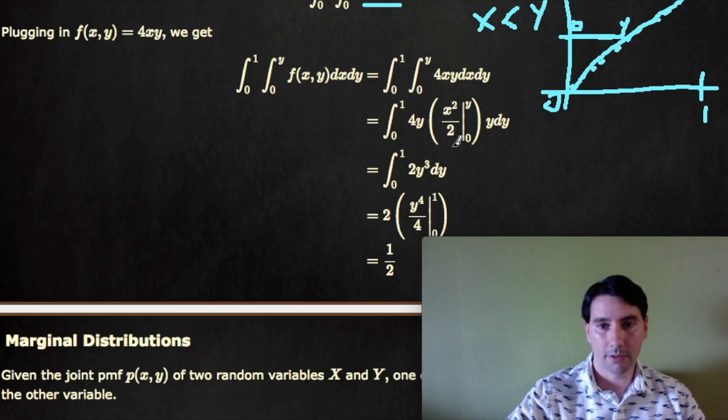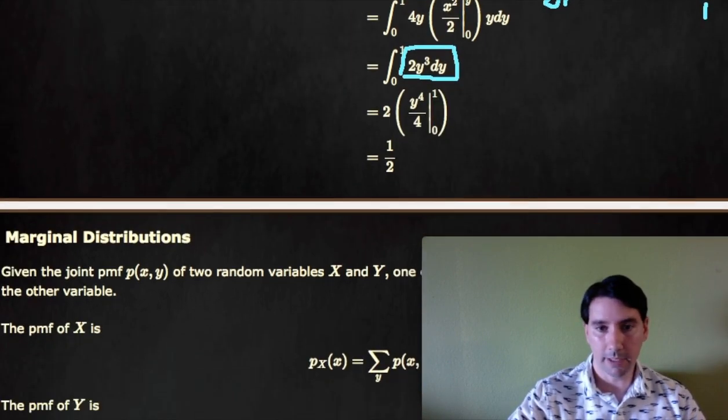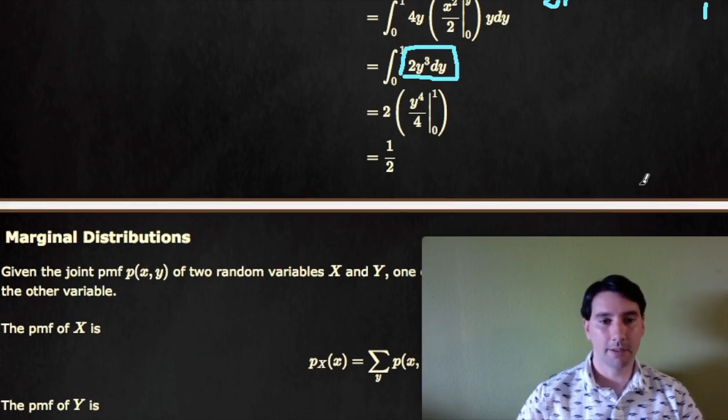Then you just do a standard integration. So integrating x dx is x squared over 2 from 0 to y, which gives you 2y cubed dy. And then integrating y cubed gives you y to the 4 over 4. And then you integrate that from 0 to 1, which gives you 1/2. So there's a 1/2 chance that x is less than y.